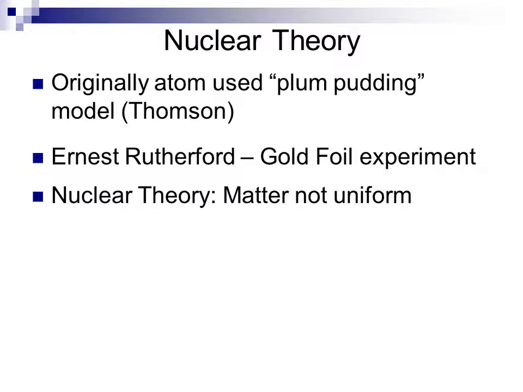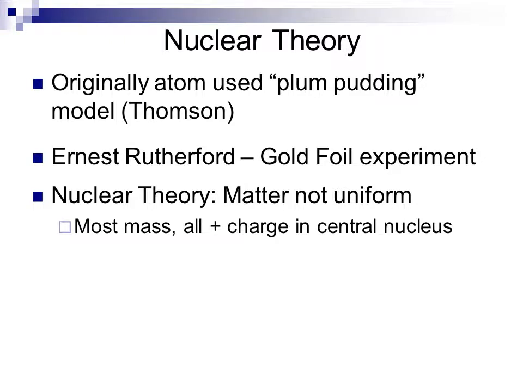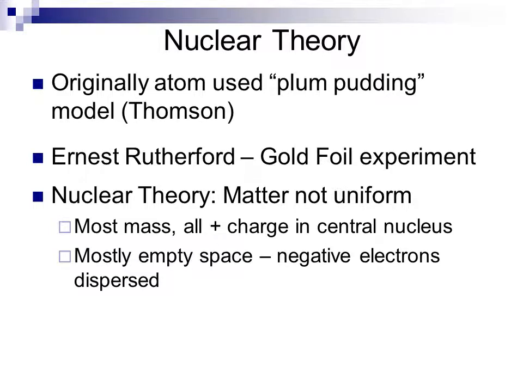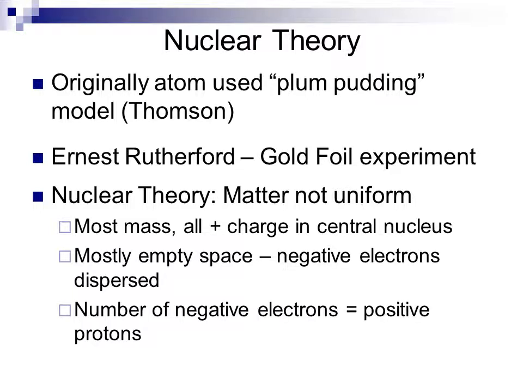He came up with what we call a nuclear theory. The nuclear theory theorizes that matter is not uniform. It's another advancement in this idea that matter isn't uniform, and it consists of 3 points. The first is that most of the mass and all of the positive charge in an atom is contained in a central nucleus. The second is that the atom is mostly empty space, that you have a central nucleus and a lot of empty space around that nucleus. This empty space contains negative electrons that are dispersed through it. Now, nuclear theory does not tell us how those electrons are arranged, but it does say that they are outside the nucleus. And we know that the number of negative electrons equals the number of positive protons when we're looking at a neutral atom.